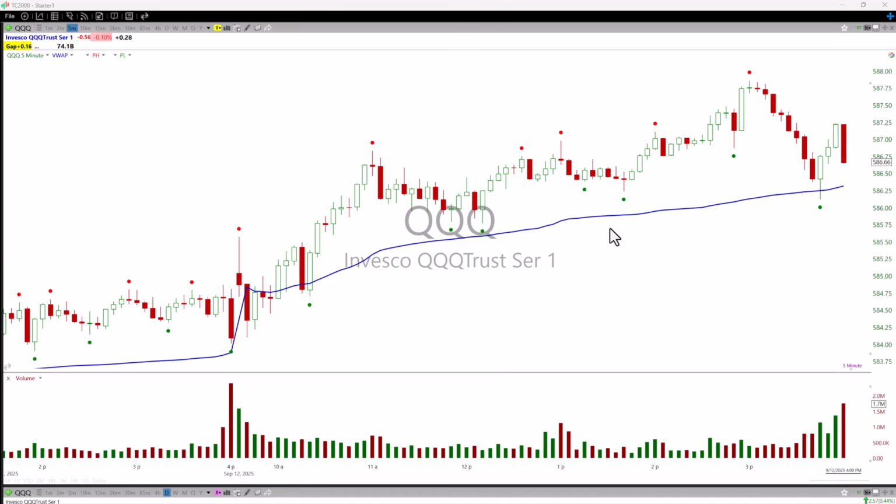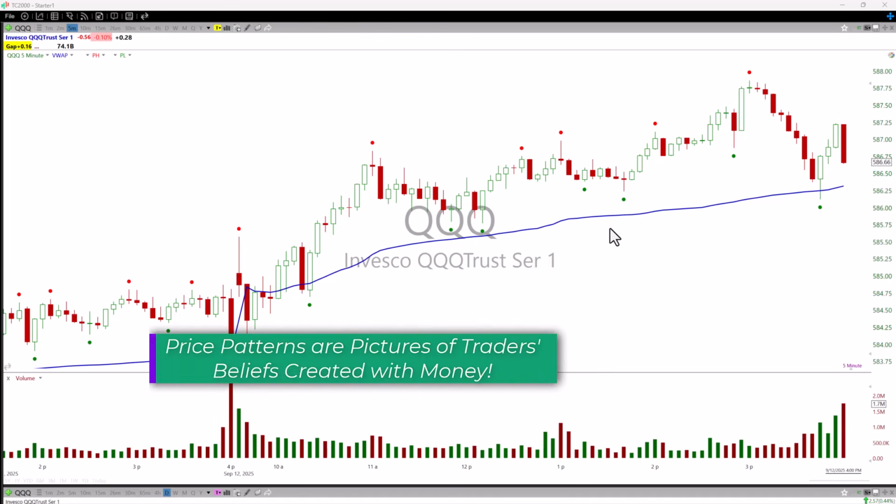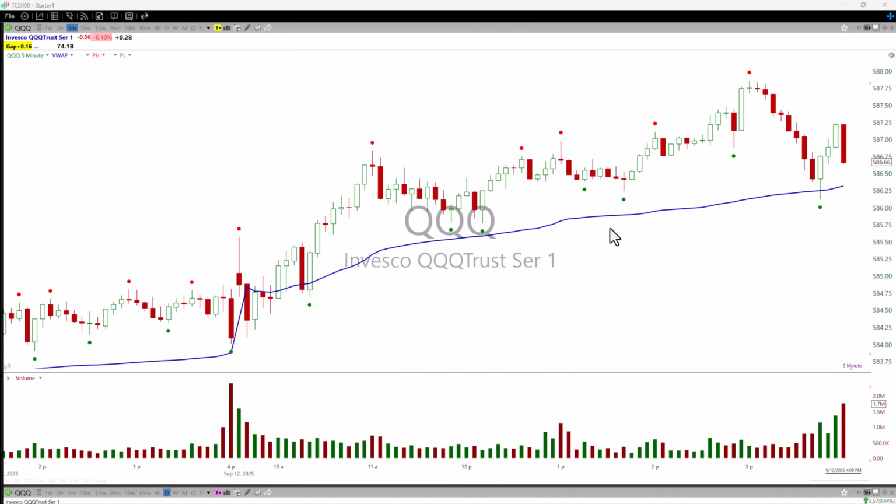VWAP stands for volume weighted average price, and it shows us the average price traded, weighted by volume, across the day. So when prices are above the VWAP, buyers are in control. When below, sellers have the upper hand. But VWAP isn't predictive. It's just reflecting what prices already told us.